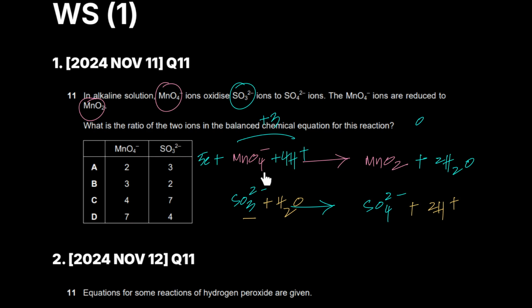You have -2 overall charge here, you have -2 plus 2, 0 charge here. So -2 charge here, 0 charge here. How do you make -2 and 0 equal? Well, I'm going to add 2 electrons here. Why? If I add 2 electrons here, that's going to give you -2 here, so that the equations are balanced.